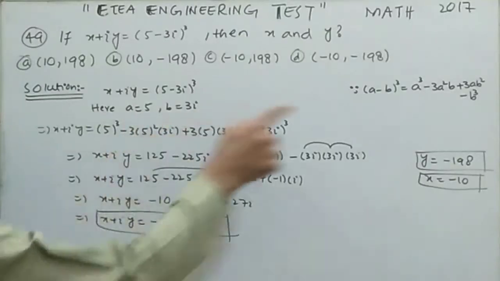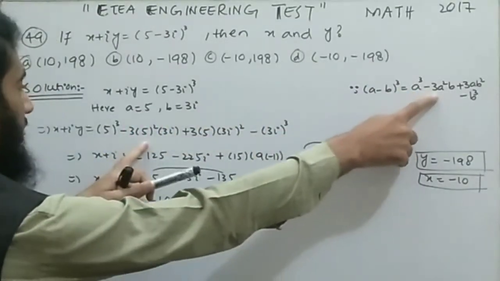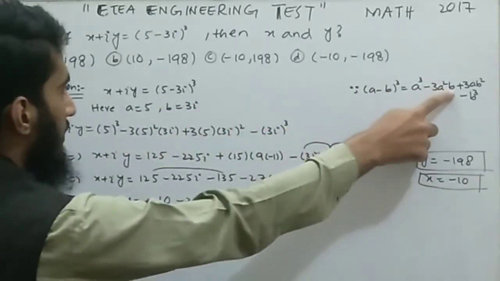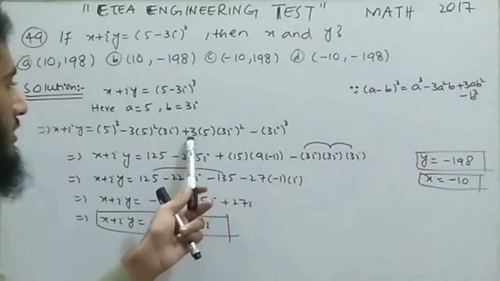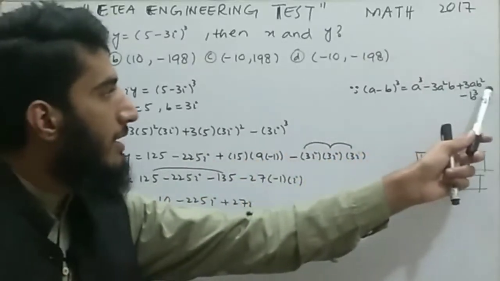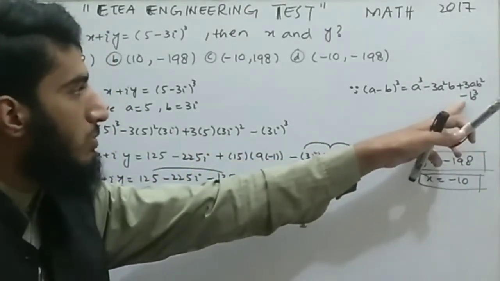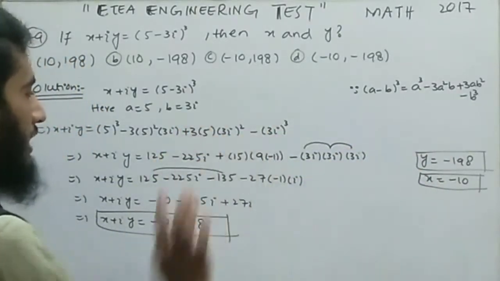So a is pi, so it becomes pi cube minus 3 into a square. A is pi, so it becomes pi square. And from the formula we have b, so b is 3 iota, put over here. After this we have plus sign 3, and after this we have a, which is pi. And after this b square, so b is 3 iota, so (3 iota) whole square, and in the last we have minus b cube, so minus (3 iota) whole cube.